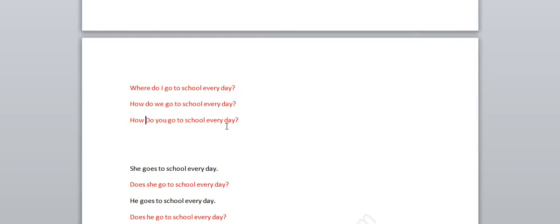Suppose, what is your name? My name is something. My name is the subject, is is the verb, and it ends with a full stop. Every answer should be in this format. You should know this structure while speaking spoken English. See, where do I go to school every day? Likewise, I have prepared one small chart.